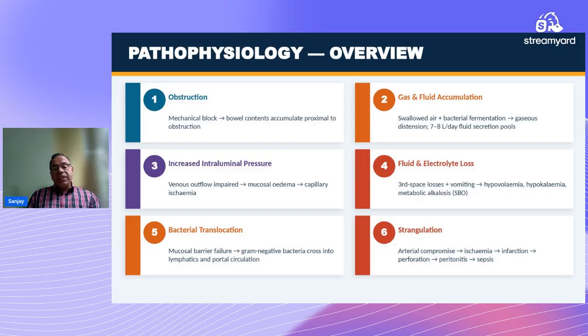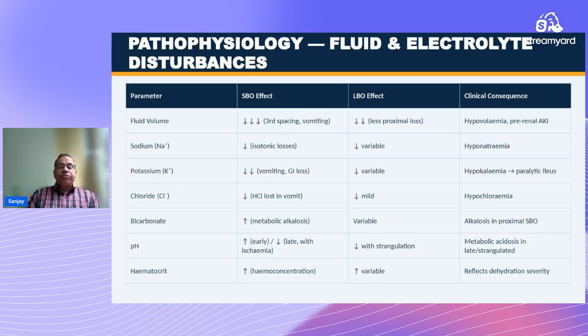Strangulation, we have already seen, is one of the real dangers of untreated intestinal obstruction. This would occur when the intraluminal pressure becomes so high that it would compromise the arterial inflow. And this leads to ischemia and infarction of the bowel wall, leading to perforation, peritonitis, and ultimately sepsis. So this, in a nutshell, is the pathophysiology of a case of intestinal obstruction.